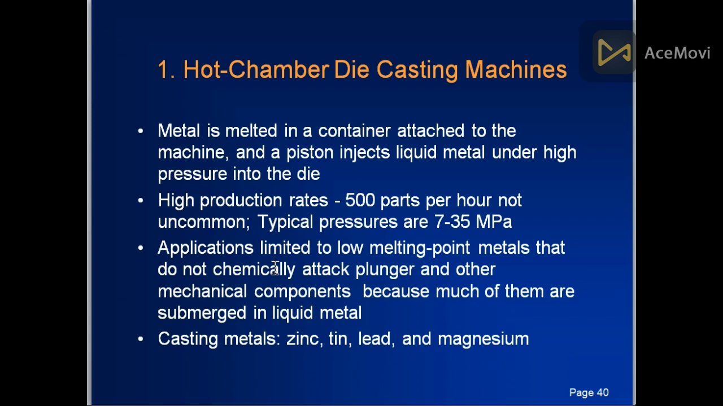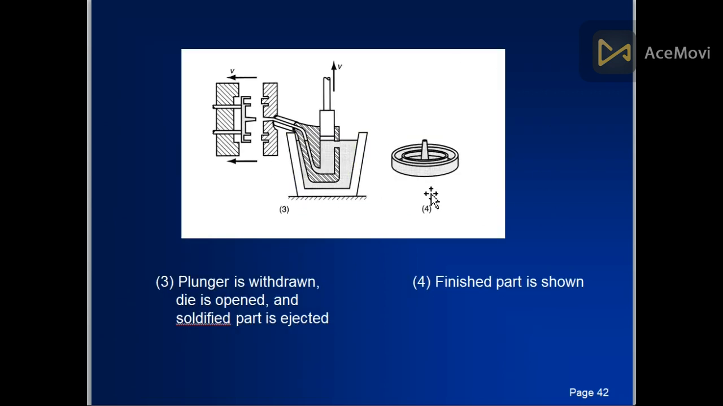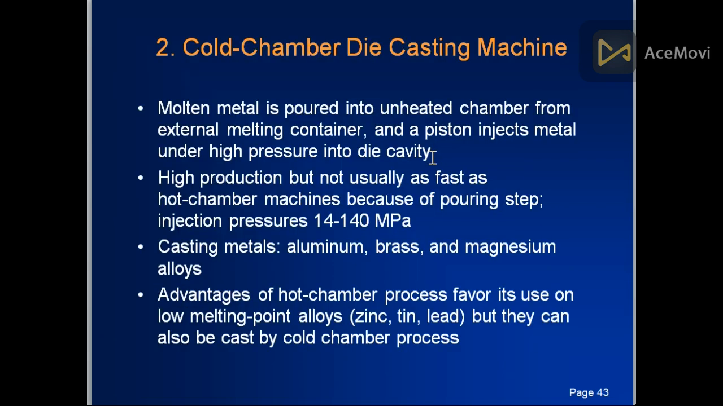500 parts per hour is the production rate. Typical pressure range is 7 to 35 MPa. Casting metals include zinc, tin, lead, etc. This is the hot chamber casting. This is the pot, this is the chamber. Pressure is applied on it. This is the plunger, and metal goes here into the die. This is the die, and this is the final geometry that we get from this process.